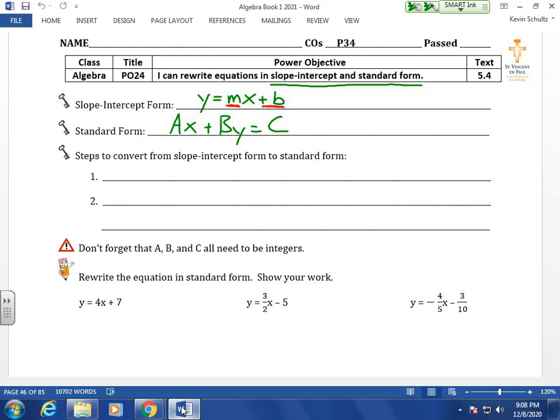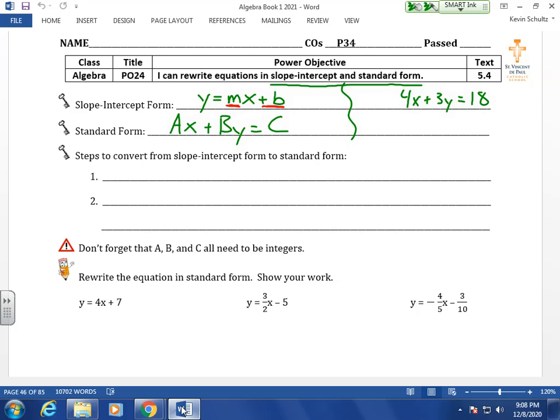When we converted from standard form to slope-intercept form, our steps were first to move the x term over to the other side using opposite operations, and then divide everything by the coefficient of y. As a brief review, I'll put an equation up over here in standard form. Let's say we've got 4x plus 3y equals 18. That's an equation written in standard form.